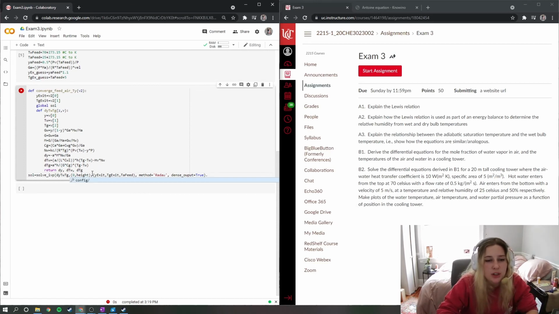And then we're going to do dot sol, so we're going to solve it at each of the z plot points that we made. Z plot, there we go. So we're going to solve it along all of those points. So that looks good.